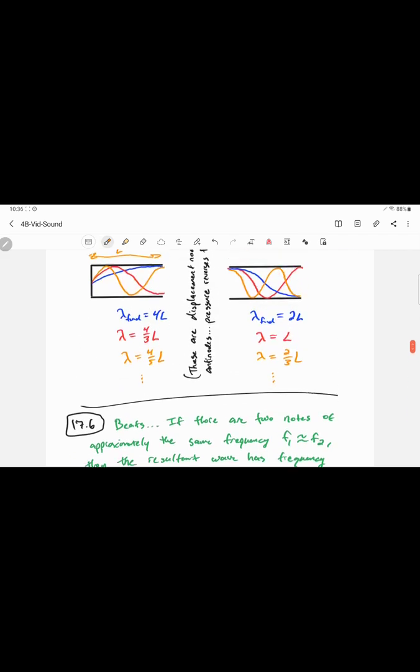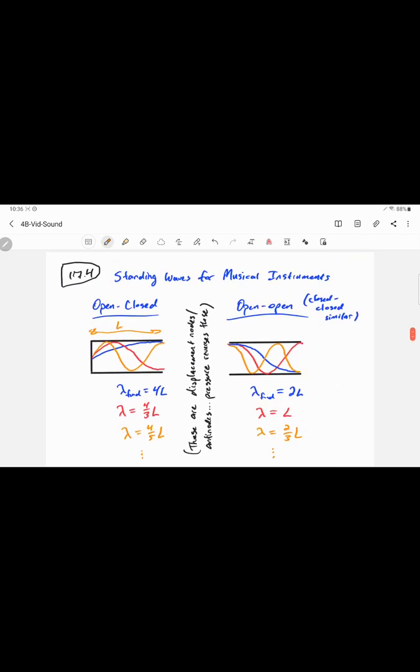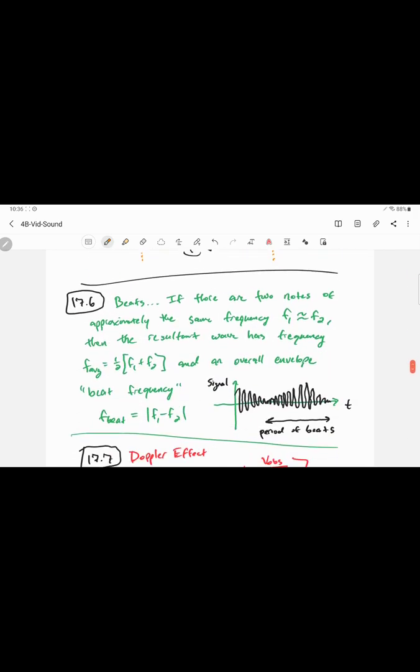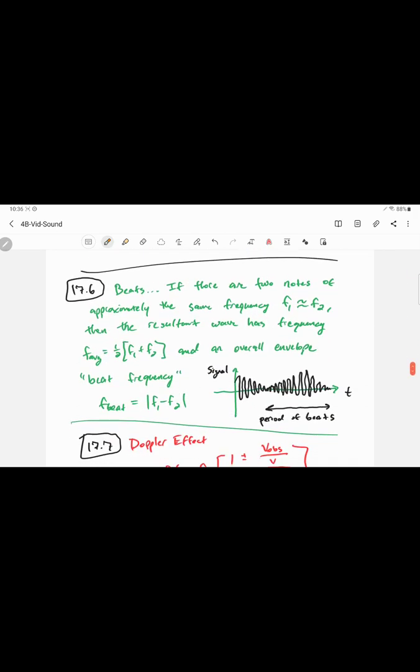Beats. So standing waves are an artifact of interference, just waves bouncing at the boundary and then interfering, and these are the waves that sort of survive. Beats is another phenomenon related to interference of sound waves. And this has to do with sound waves that are almost the same frequency, but not exactly the same.